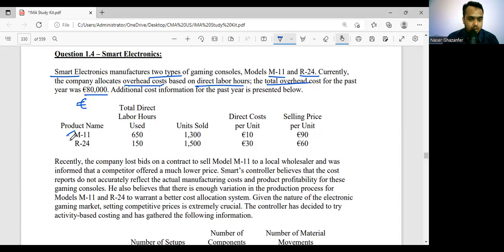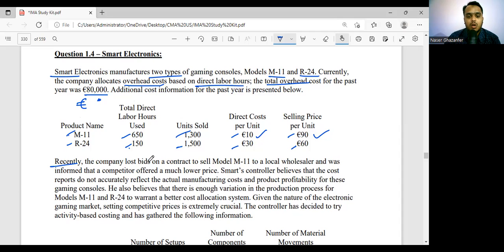So the product names are M11 and R24. The direct labor hours used for M11 are 650 and for R24 are 150 hours. And how many units are sold? 1,300 and 1,500 for the last year. The direct cost per unit is 10 and 30. Selling price per unit is 90 and 60. If we have to calculate the gross margin, we already have the selling price and the direct cost per unit. What we need to find out further is the overhead cost. So what is the per unit cost? Let's read the question further.